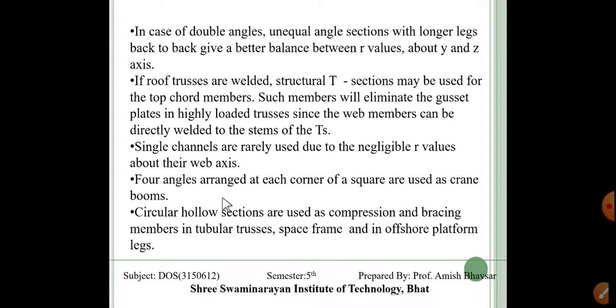Four angles arranged at the corners of a square are used for corner booms. Circular hollow sections are used as compression members and bracing members in tubular trusses, space frames, and offshore platform legs.